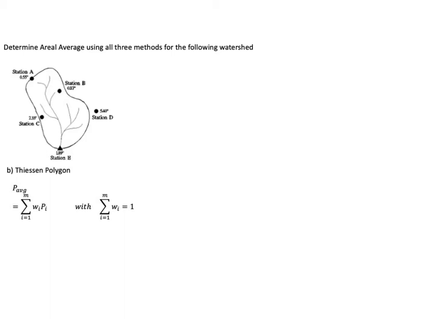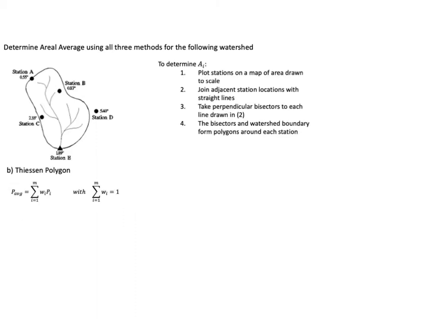Next, we're going to do the same calculation, but using a different method, this one, the Thiessen polygon method. So as a summary, here are the steps we're going to follow to determine the areal average using the Thiessen polygon method. First, we're going to plot the stations on a map, and that map's going to be drawn to scale. Okay, so we're going to assume for now that this map here is drawn to scale. It's probably not, but we're just going to assume that to make it easier on this video.